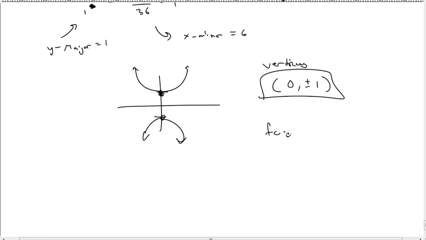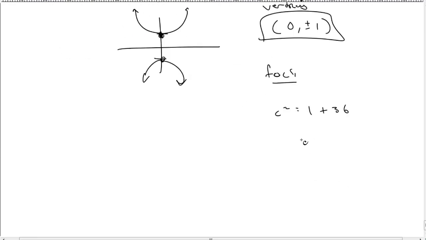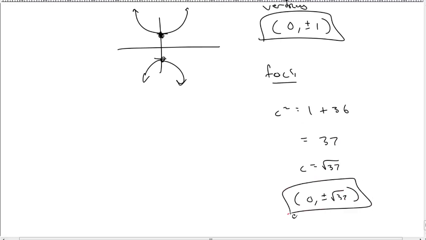And your foci, we have new formulas for. So we got c squared is equal to 1 plus 36. I just immediately took those two values. We could do that to make it a little bit quicker. Square root of 37. And I don't think that reduces. So there's your two foci. Next question.